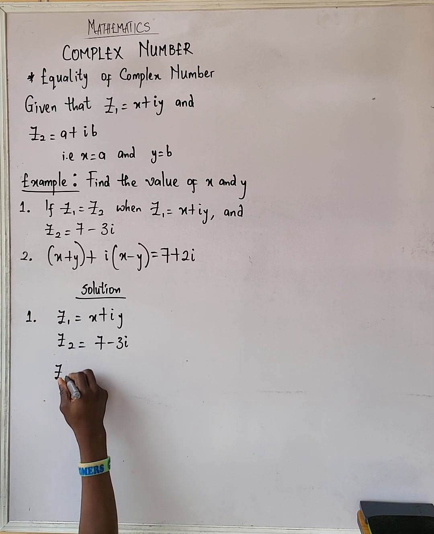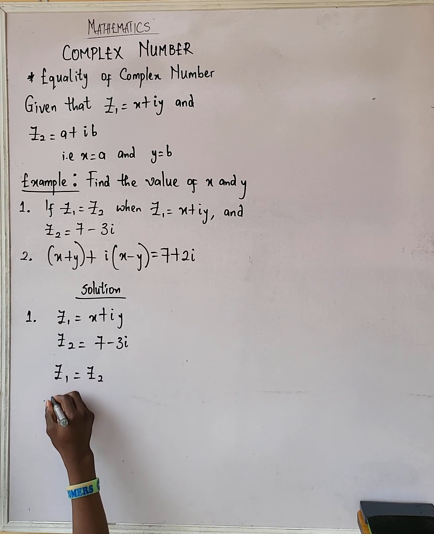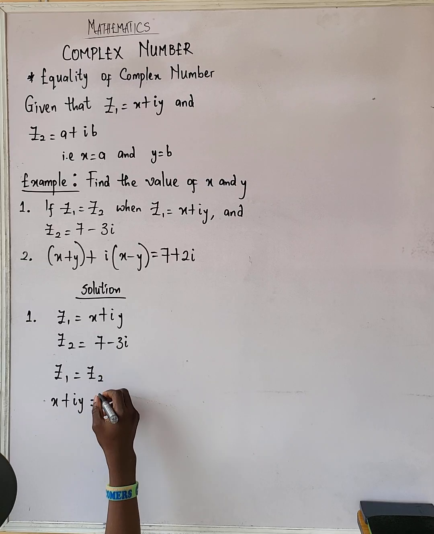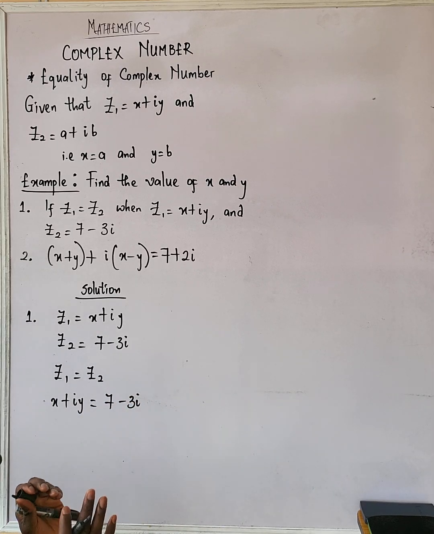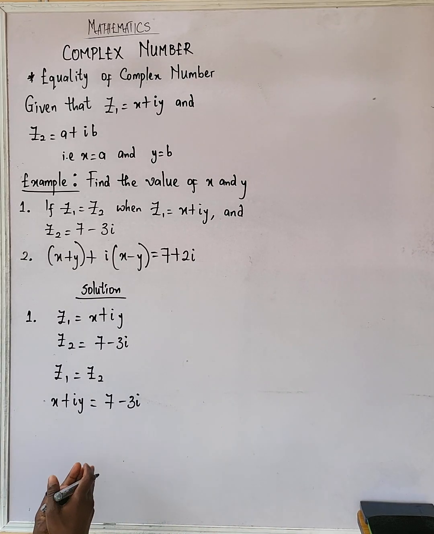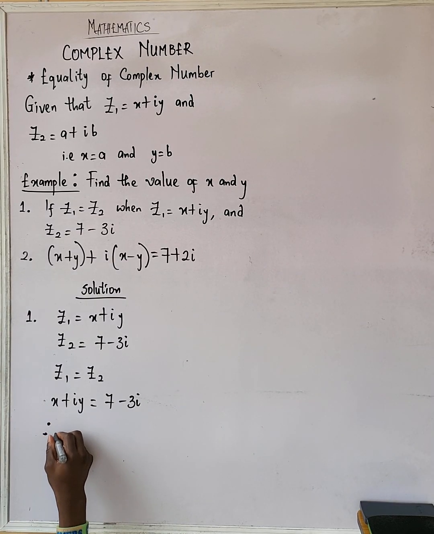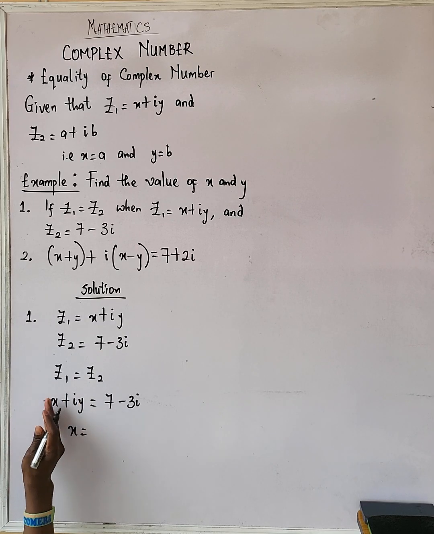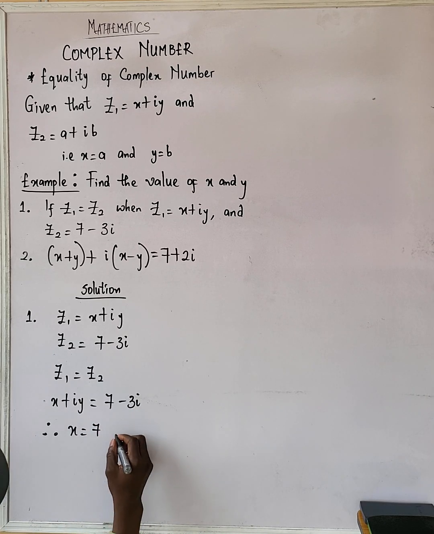We are told that z1 is equal to z2, right? So what's our z1? Our z1 is x plus iy. Then it's equal to z2, which is 7 minus 3i. Now, when you're dealing with equality of complex numbers, the real part will be equal to the real part, while the imaginary part will be equal to the imaginary part. So if this is equal to this, then we can say x is equal to what? For this side, this is the real part. Now, on the right hand side, what is the real part? 7. So therefore, x is equal to 7.